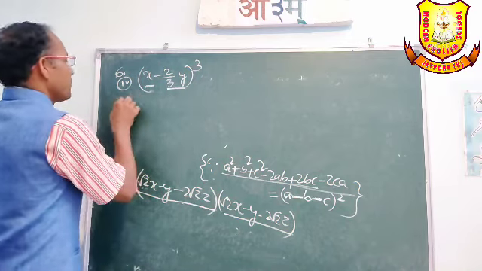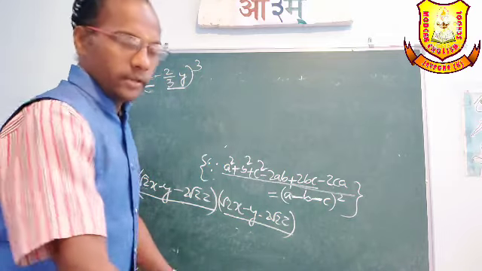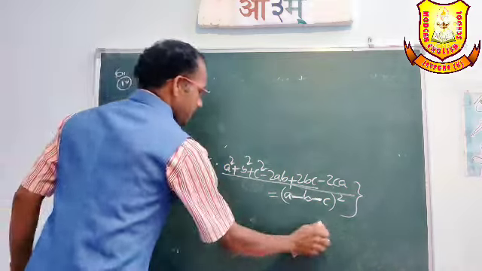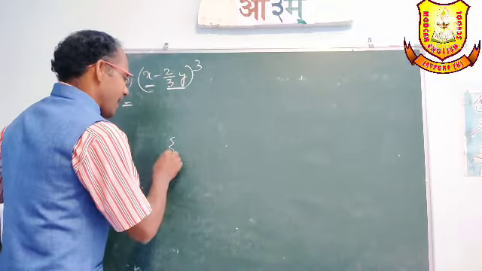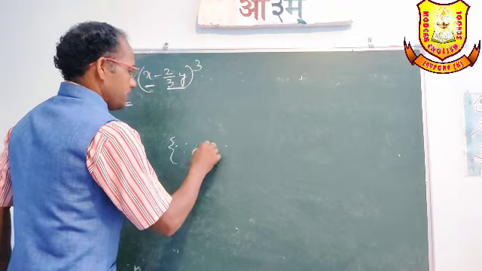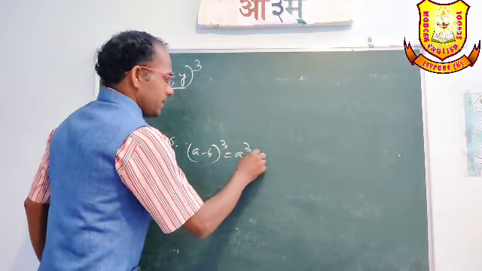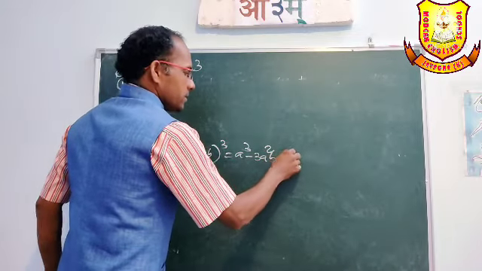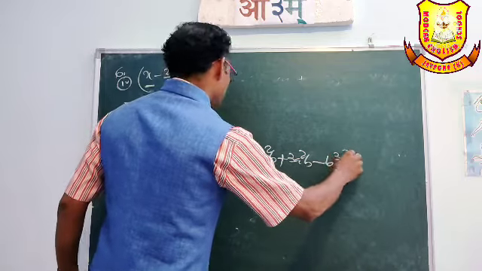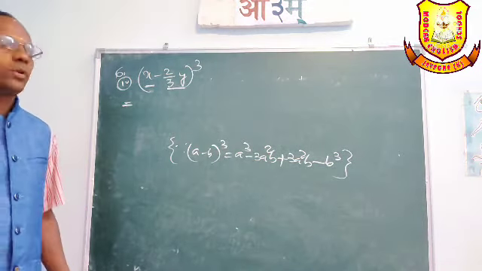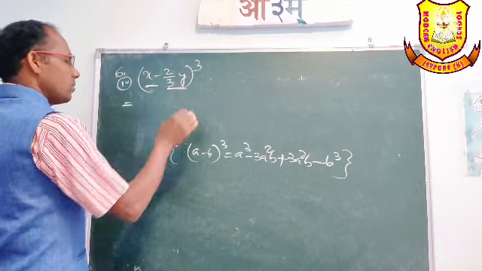We have known a minus b whole cube equals, so we can write the formula first, and you will understand better. A minus b whole cube equals a cube minus 3 a square b plus 3ab square minus b cube. A minus b whole cube, this one.